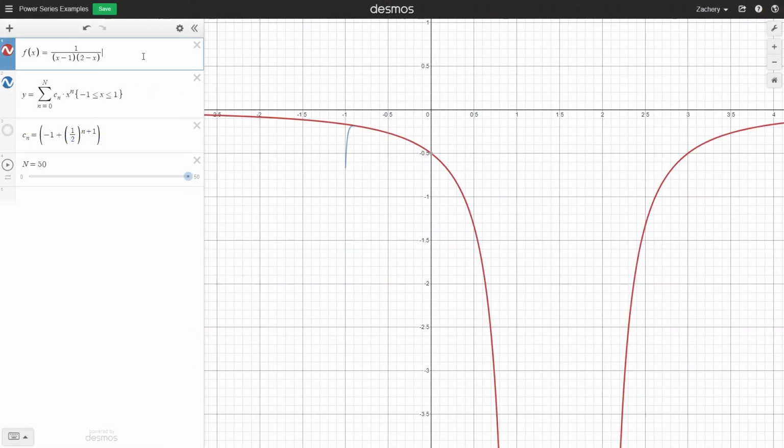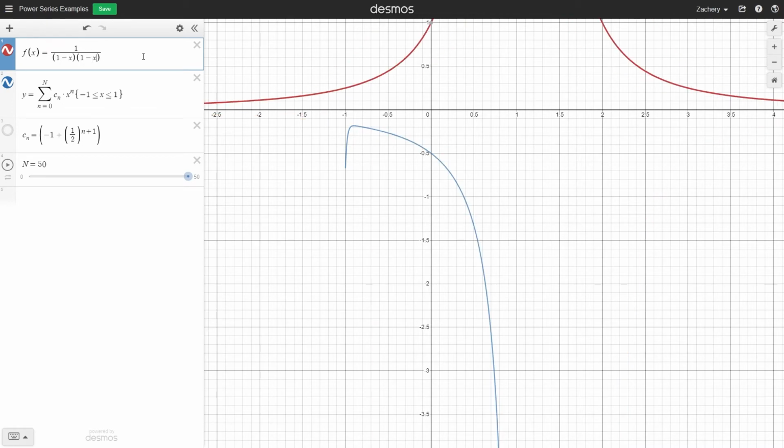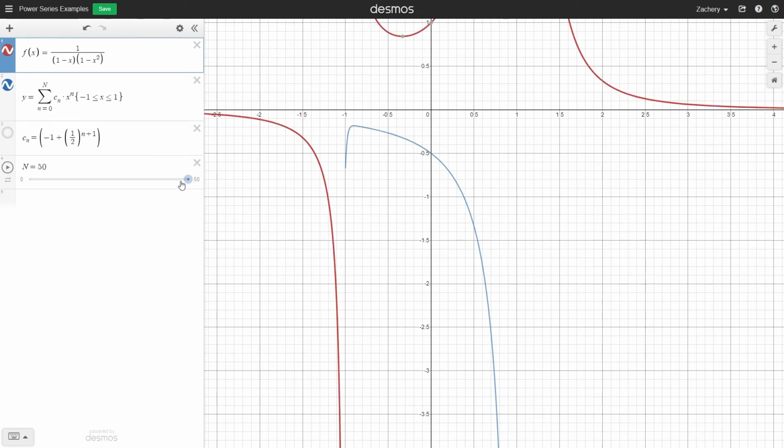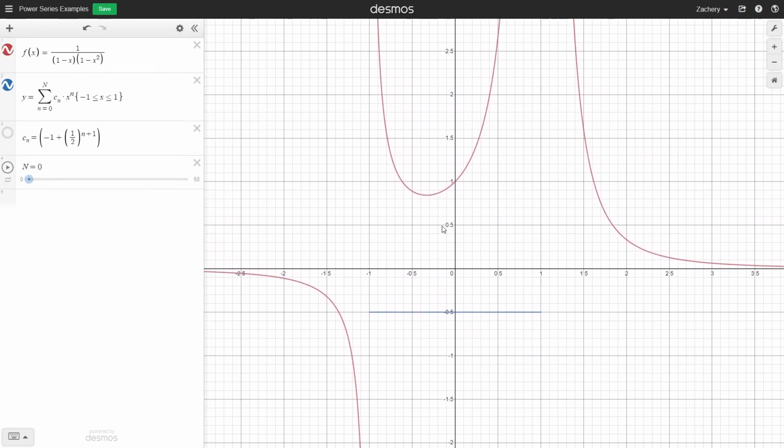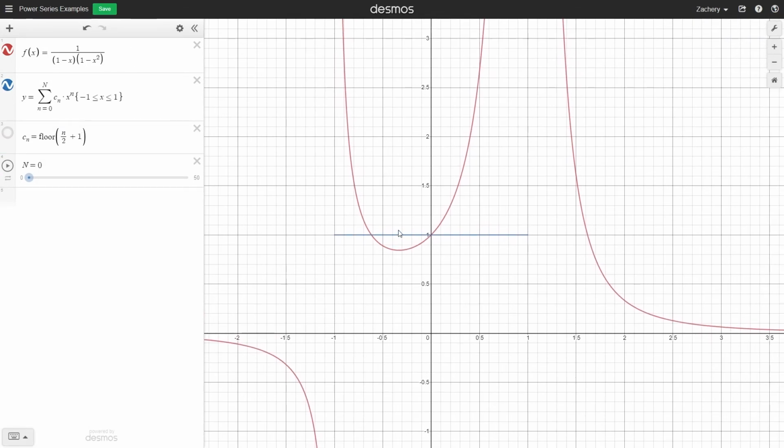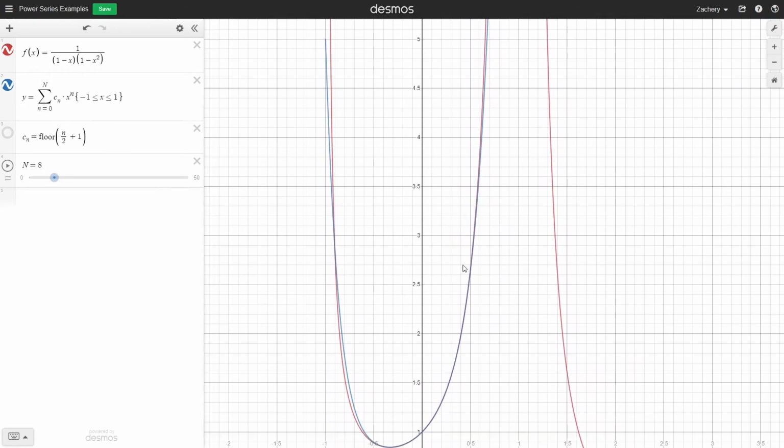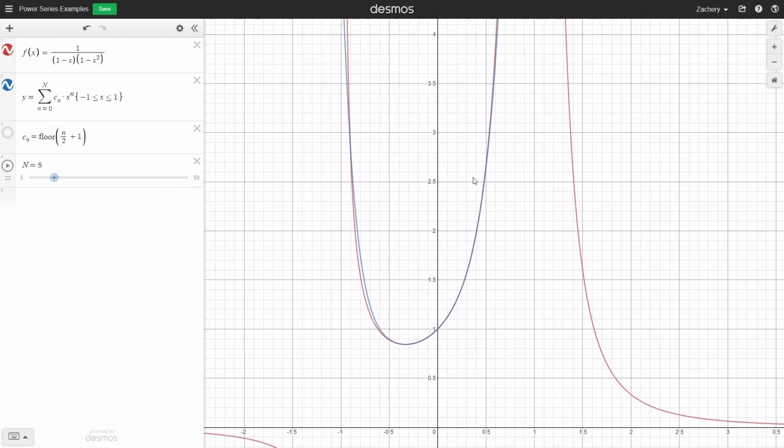There's our previous example. So let's get rid of that. So this would be 1 minus x squared. Let's put that example away. Okay. Now c sub n, I said would be floor, which Desmos does recognize, of n over 2 plus 1. Okay. So you see that blue line goes through the red curve. If I increase n, now it's slanted, and you can see the right-hand side very quickly matches the graph. The left-hand side, not quite as well.